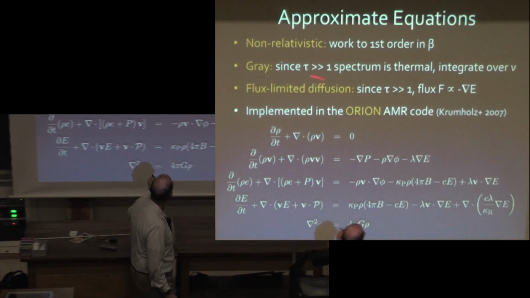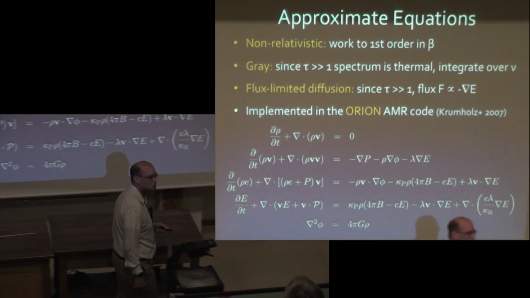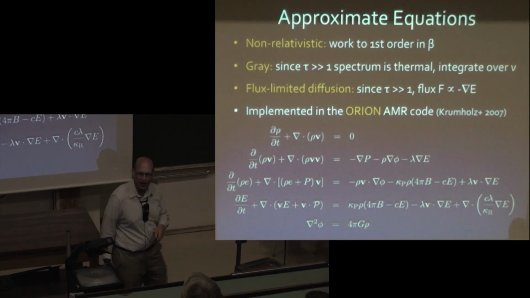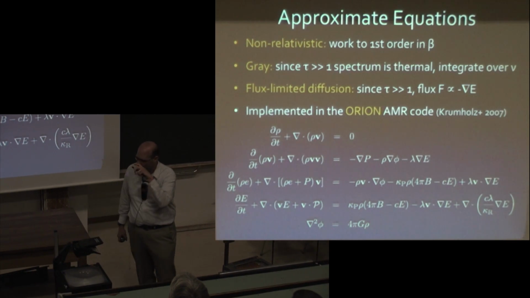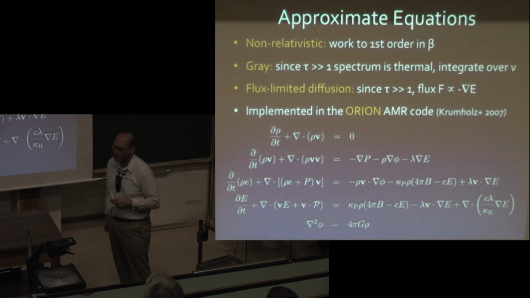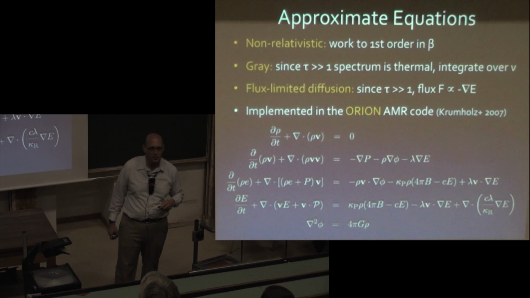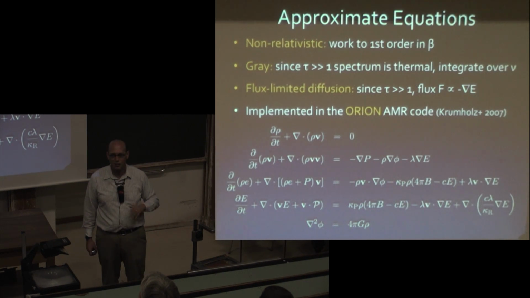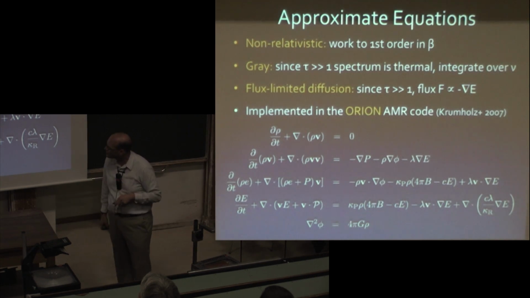Since we're interested in regions that are highly optically thick, where the optical depth is much greater than unity, the spectrum is in most places going to be close to thermal. So we can integrate out the frequency dimension and just assume that locally it always looks like a black body. Now that's not strictly true, and there are some potential errors with that, but we're going to do it anyway.